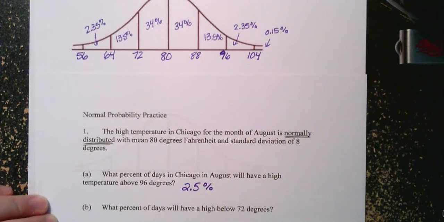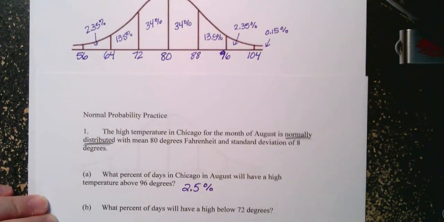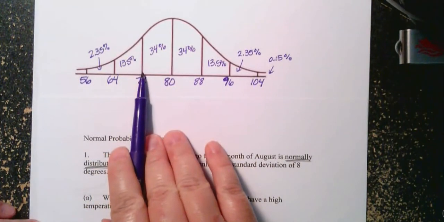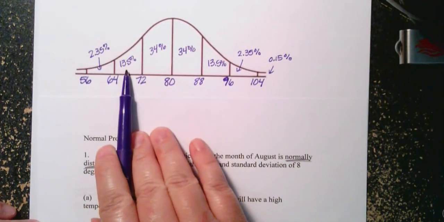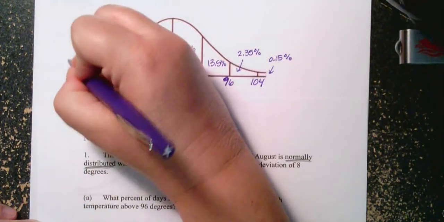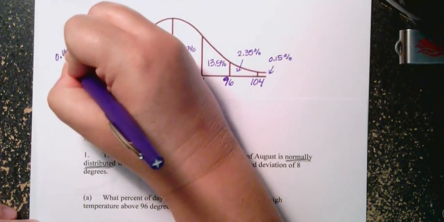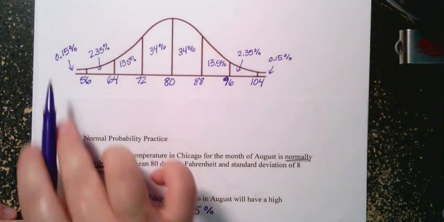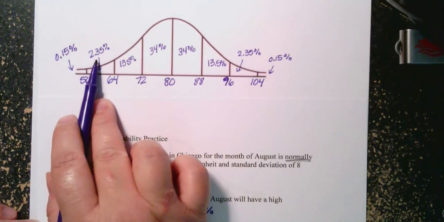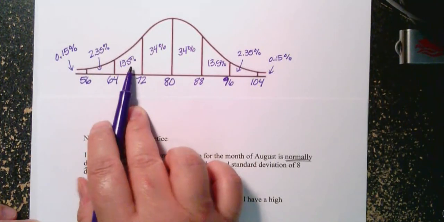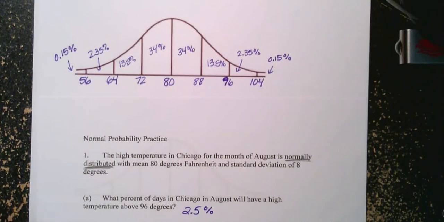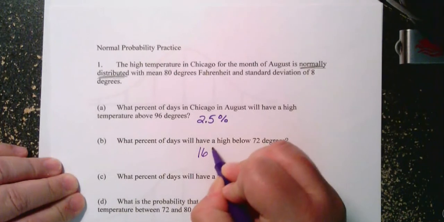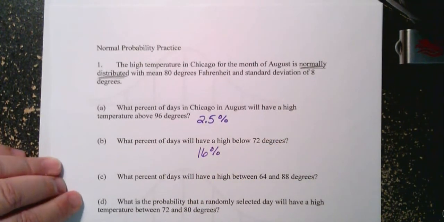Next we have, what percent of days will have a high below 72 degrees? Here's 72 degrees. Below that would mean the 13.5% here, the 2.35% there, and the 0.15% there. These two together is 2.5%. Add that to 13.5% and you get 16%. So 16% of the days will have a high below 72 degrees.